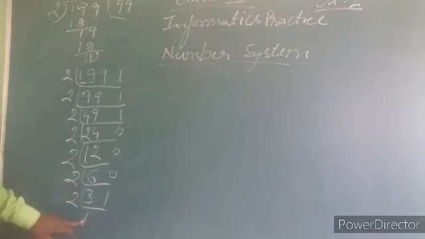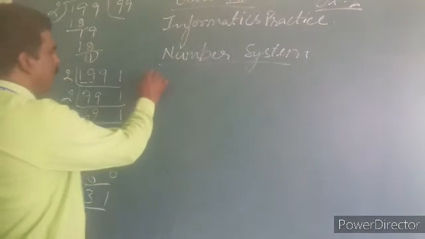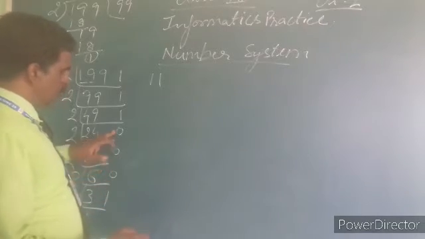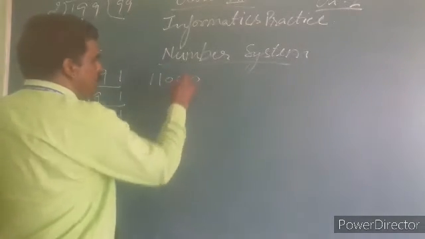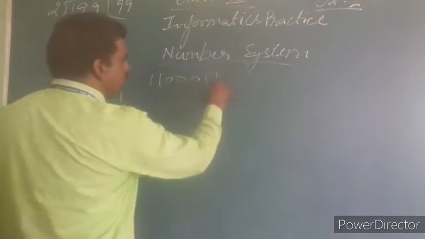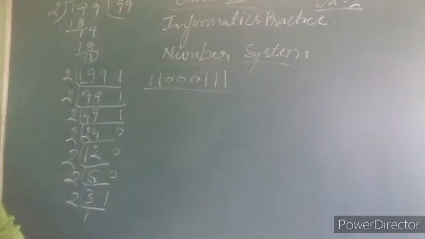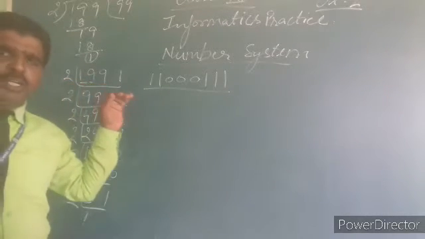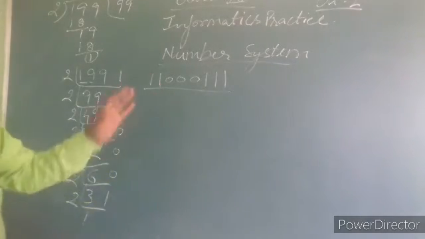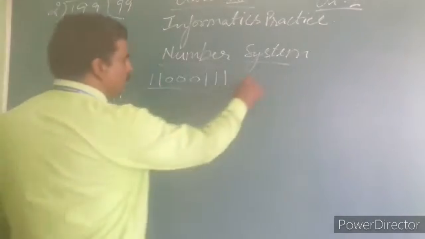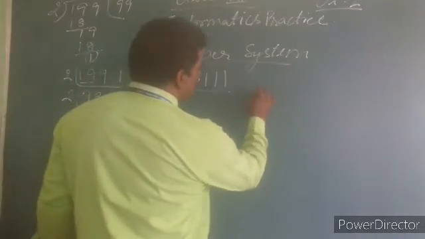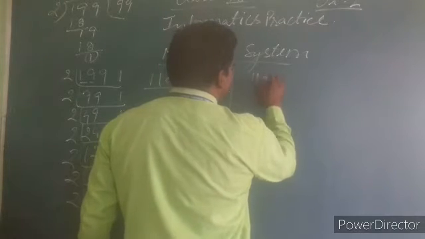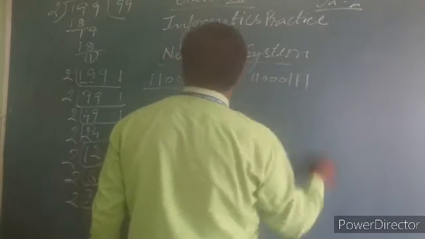So from here you write the binary number: 1 1 1 and 1, then 0 0 0, three times 0, after that three times 1. So this is the binary number of 199. If you want to check it, don't worry, for that we write here 1 1 0 0 0 1 1 1.